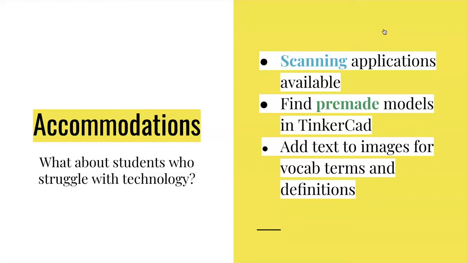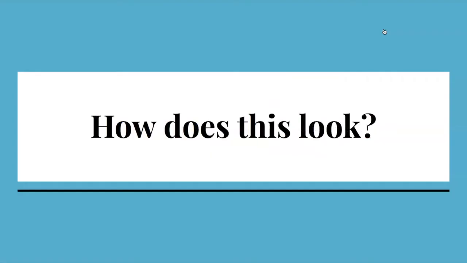Now, I understand that there are going to be some students that this is going to be a huge struggle for. So there are some accommodations that I can give. The first thing is that there are scanning applications available. So if they have a really great model, they can scan it and they can upload it into TinkerCad. They can find those pre-made models that I showed you where you can just search for them. And the other really cool thing that the kids can do is they can add text to the images that I have them design. So if I want them to label things, they can do that as well too. And I can give them that expectation prior to them beginning. So let me show you how that works.